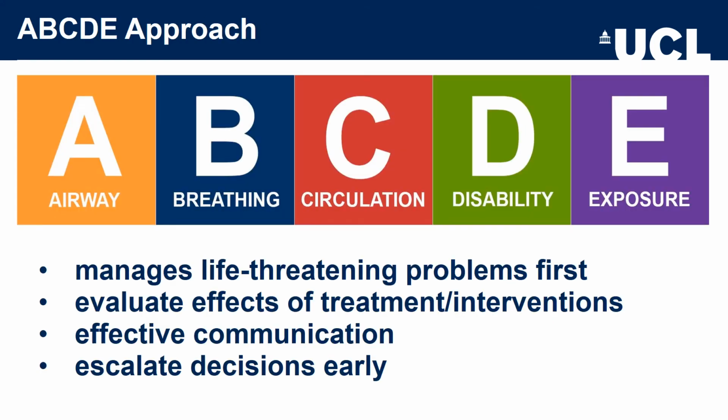So we have an ABCDE approach, so airway, breathing, circulation, disability, and exposure. The importance of the ABCDE approach is that you manage your life-threatening problems first. So airway obviously trumps, say, blood glucose or a rash. It's important that you evaluate the effects of treatment and intervention. So, for example, if you give a patient a fluid challenge, then you need to recheck their blood pressure to see if that intervention has been effective.